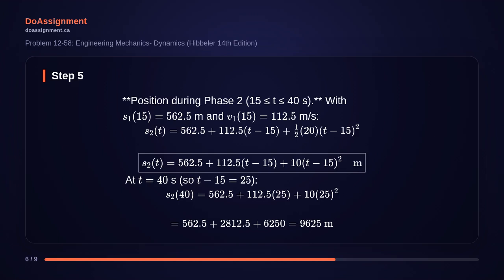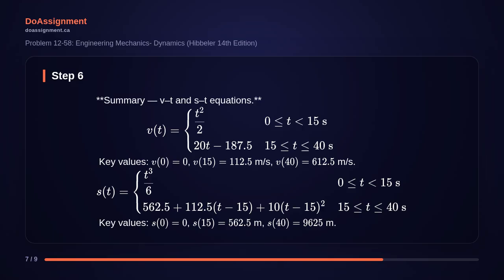For position in phase 2, we apply the constant acceleration kinematic equation, starting from 562.5 meters, with an initial velocity of 112.5 meters per second. The position equals 562.5 plus 112.5 times the quantity t minus 15, plus 10 times the quantity t minus 15 squared. At t equals 40 seconds, substituting 25 for t minus 15 gives 562.5 plus 2,812.5 plus 6,250, which totals 9,625 meters.